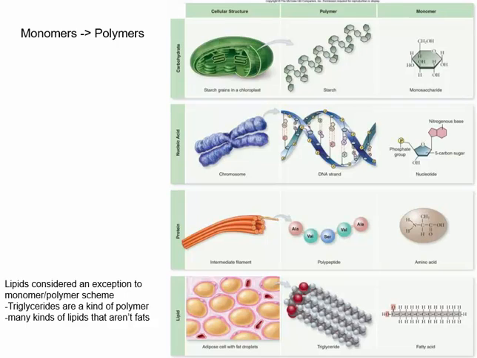Lipids don't form long chains. One example of lipids are fats. That's not the only kind of lipid, but those do come together in a similar way to the other macromolecules. You'll see how that works, but they don't really form long chains like the others do.